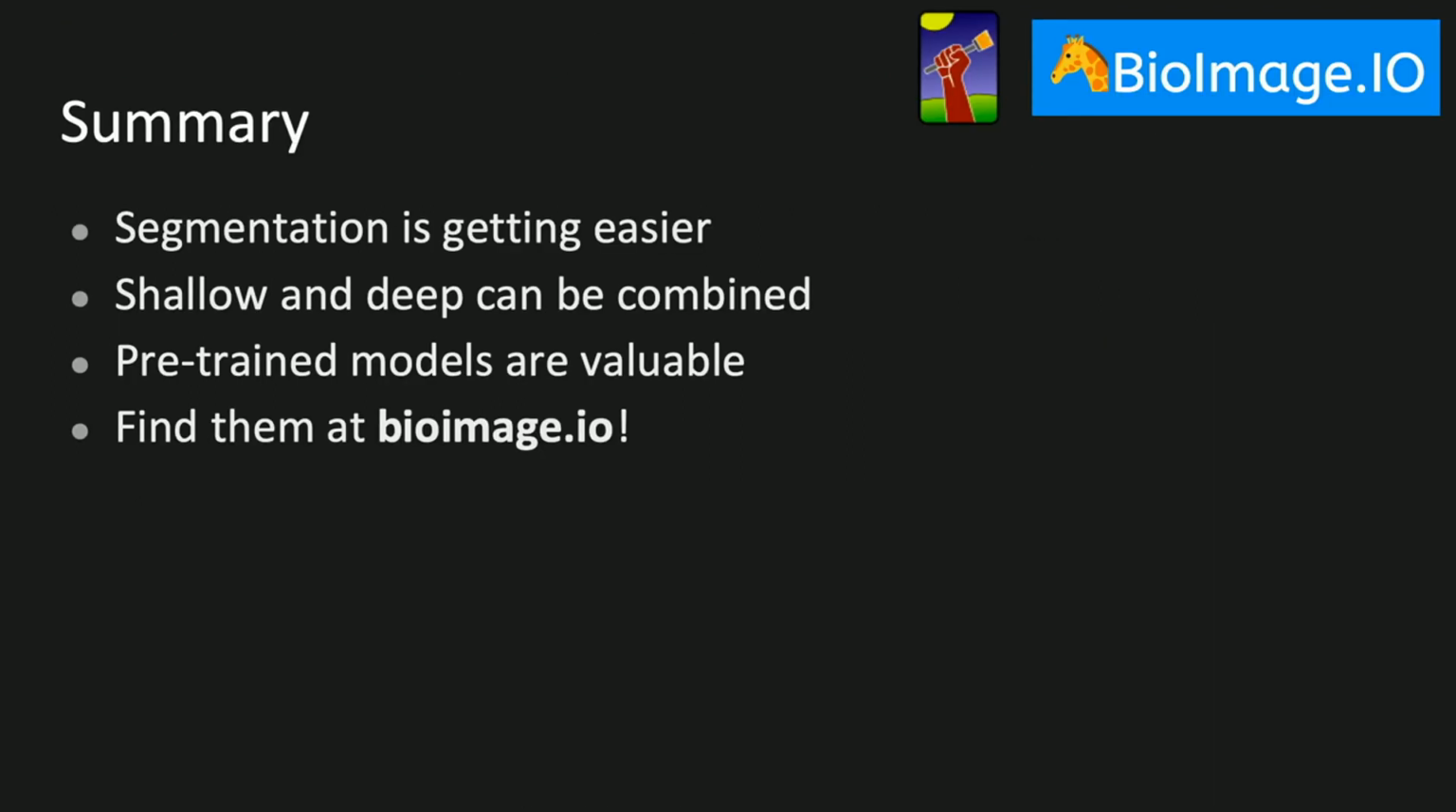To summarize, I think segmentation is getting easier, and overall the field is making a lot of progress. We do a little part in this, but there are also many other people in the community that have really worked on making this a solved problem. Right? We have seen that shallow and deep can be combined, and it can be very advantageous in cases where you don't want to spend too much time annotating your data. Pre-trained models are very valuable because of this, and you can find them at BioImage.io. So come and look at them and share yours. Thank you very much.